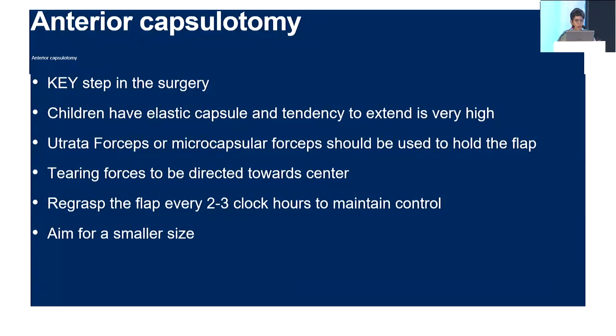Now coming to the anterior capsulotomy, which follows the wound construction, it is the key step in surgery, and children have elastic capsules and the tendency to extend is very high. A forceps, a microcapsular or a Utrata forceps is probably easier than doing it with needle. Older children you can do needle also. Tearing forces should be always directed towards center, and it is important to regrasp the flap every 2 to 3 clock hours to maintain control over the size and shape of your rhexis, and always aim for a smaller size because you will end up with larger than what you anticipated.